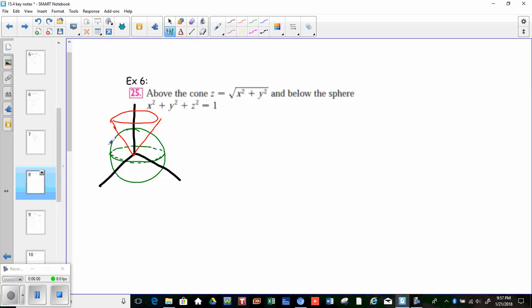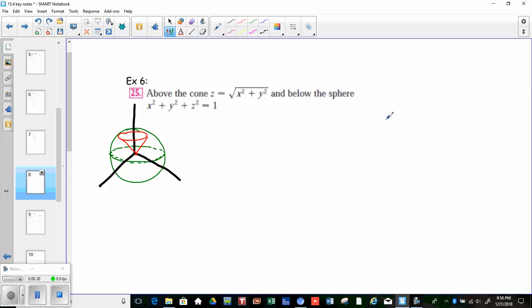But what we want is above the cone, so above this part. I guess the cone should probably have stopped in here. Let's do that part again. Because it's got to be above the cone but below the sphere, so it's got to be a cone which probably comes out like this, and then something like that. Above the cone and below the sphere. So it's basically going to be the space in between here and up here. So that's what we're looking at.